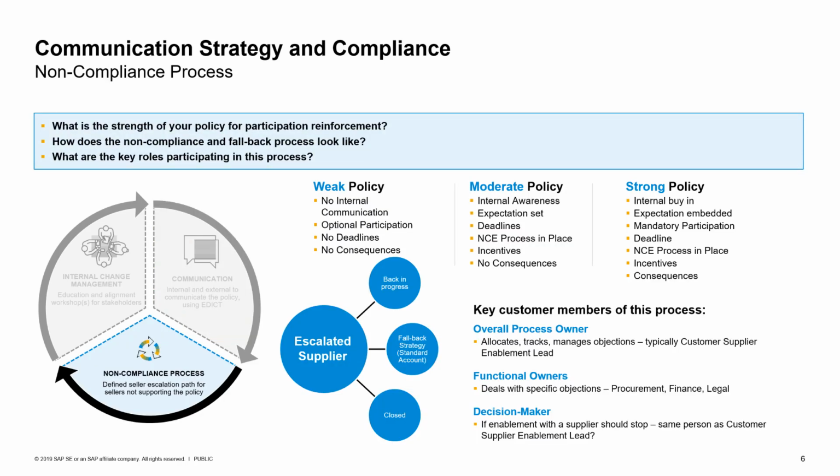The third key element is a non-compliance process for non-responsive or non-compliant suppliers. First, your organization needs to determine your policy with regards to enablement on the Ariba network, weak, moderate, or strong, along with associated consequences. Ensure that you have an overall process owner who manages and triages supplier objections, functional owners who manage specific objections, and a decision maker who determines if enablement should continue with the supplier.